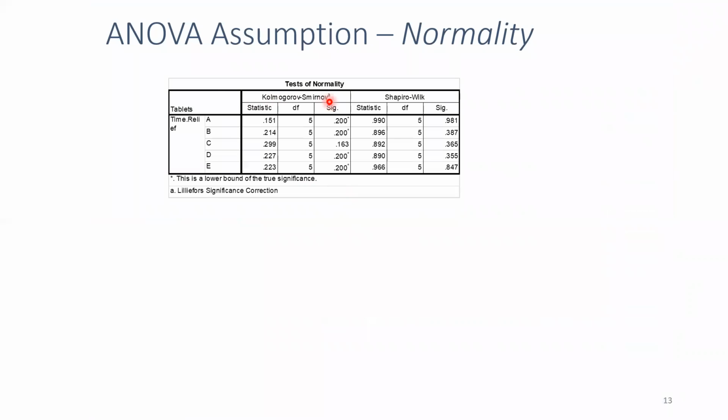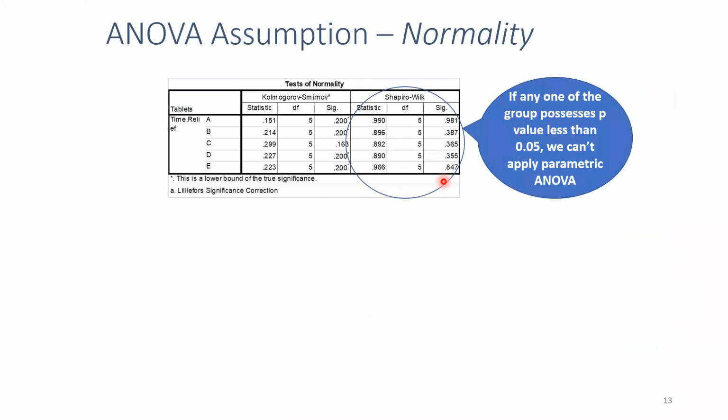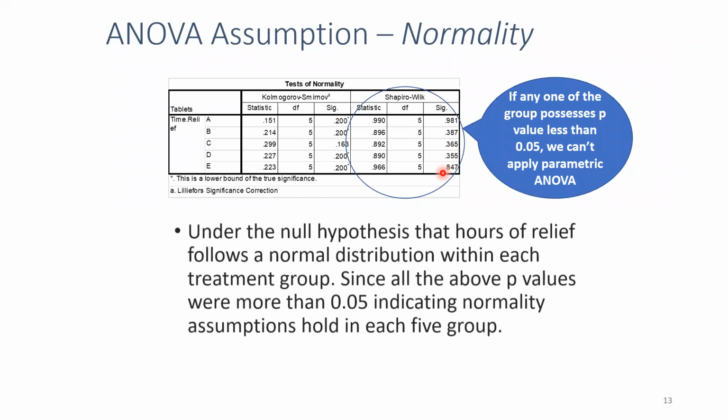Once we click it, out of several tables and graphs, we have to seek the table which says Tests of Normality. In the tests of normality, we can see Sig, which is the p-value, and all the p-values in this case are more than 0.05, which implies that we can proceed to the one-way ANOVA. If any one of the p-values were less than 0.05, for example, let's suppose for brand E the p-value were 0.047, we could not proceed to the parametric one-way ANOVA.